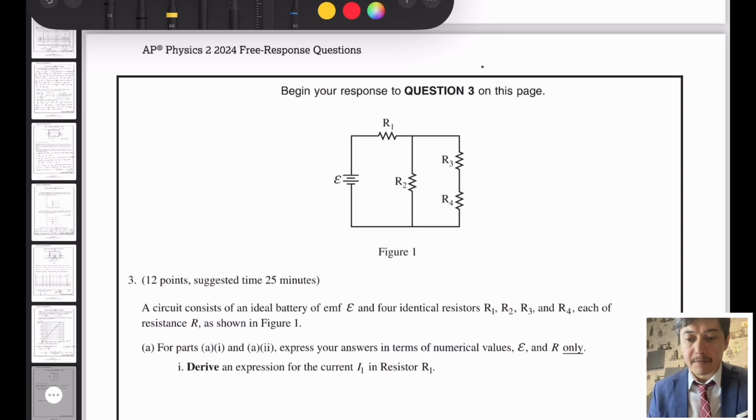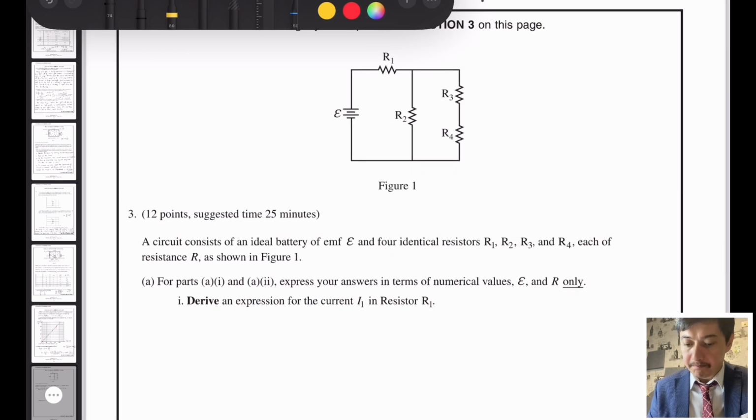Alright, this is AP Physics 2 2024 free response questions, the third problem. This is a circuit problem. A circuit consists of an ideal battery of EMF, epsilon, and 4 identical resistors, R1, R2, R3, and R4, each of resistance R, as shown in figure 1. For parts A first and A second, express your answers in terms of numerical values, epsilon and R only.